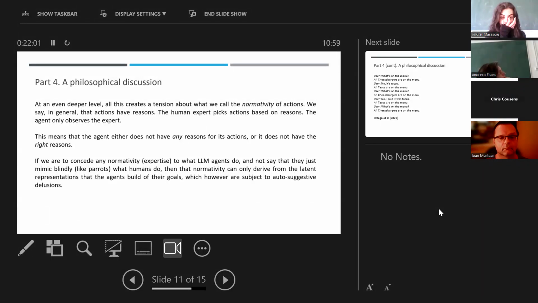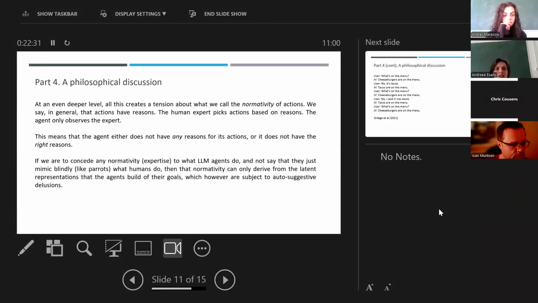This is something that I tried to argue elsewhere in another paper. Because at an even deeper level, all this creates a tension about what we call the normativity of actions, or the fact that we usually believe that actions take place in a normative context. It is not just general interactive, it also should be normative in a sense.